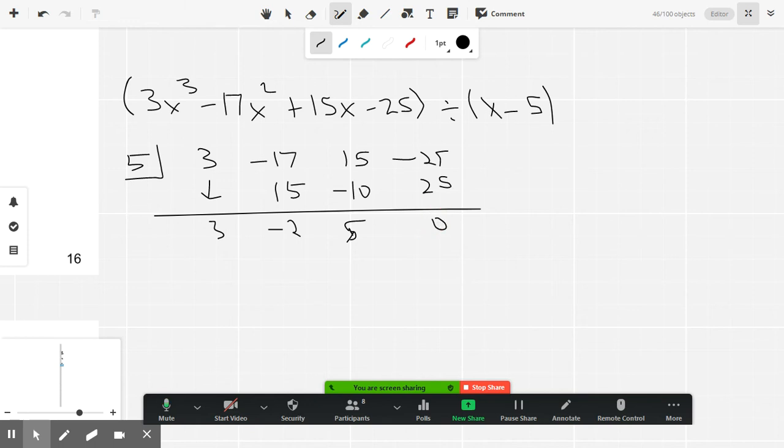Then my answer starts one less degree than what I started with. So since that's x cubed, this is going to be x squared. So I get 3x squared minus 2x plus 5 is my answer. No remainder. All right, any questions on doing that synthetic division?